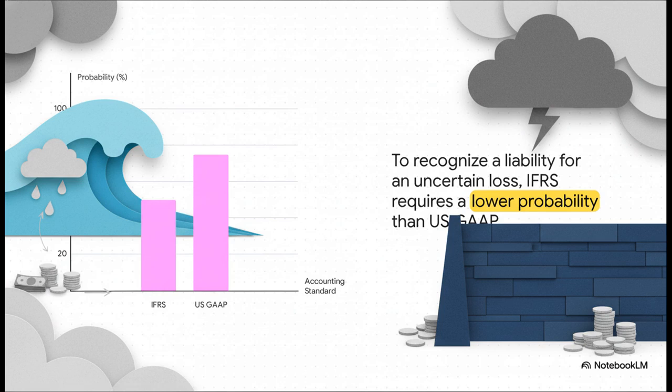To book a liability for an uncertain loss, IFRS uses a more likely than not threshold. That's basically just over a 50% chance. But US GAAP uses the term probable, which accountants generally interpret as a much higher bar, somewhere around 75 or 80%. This lower threshold under IFRS means companies often have to recognize potential losses much earlier.